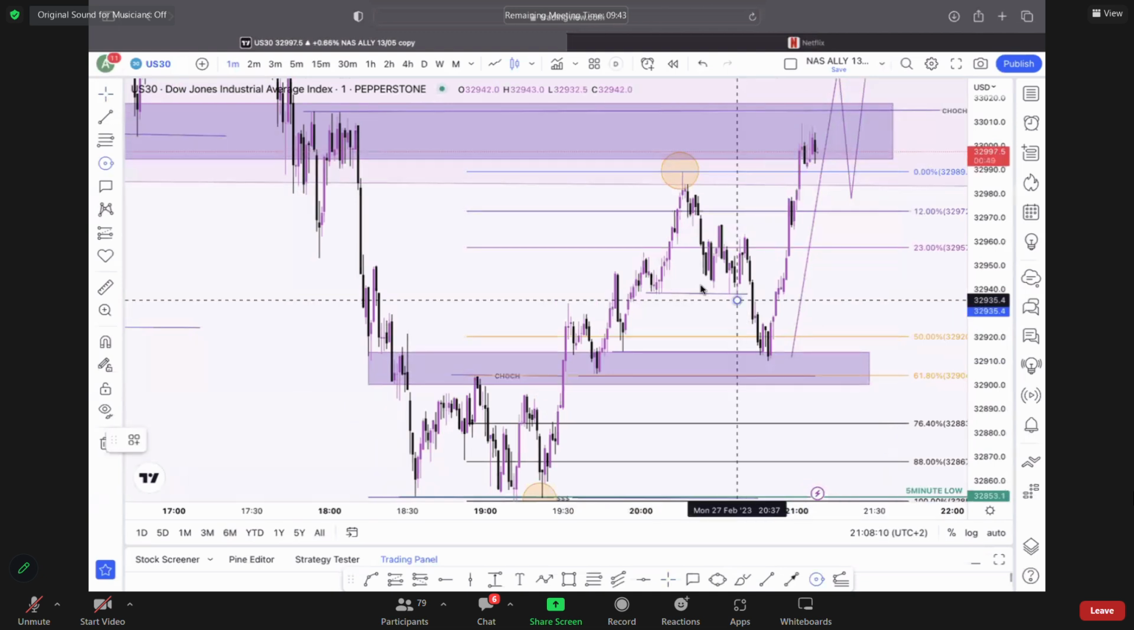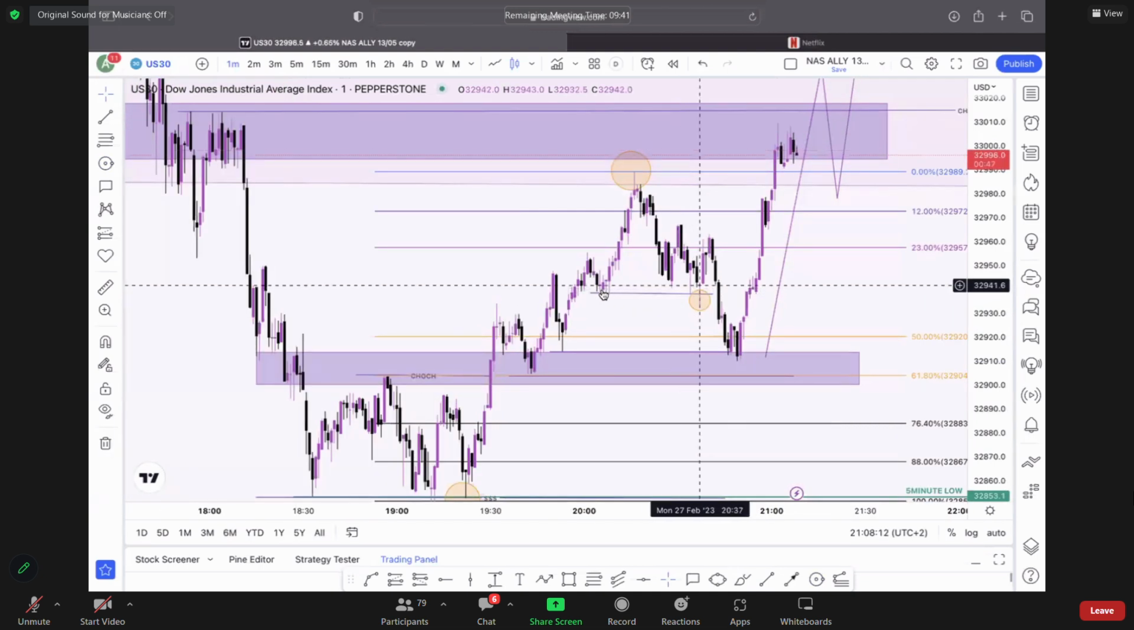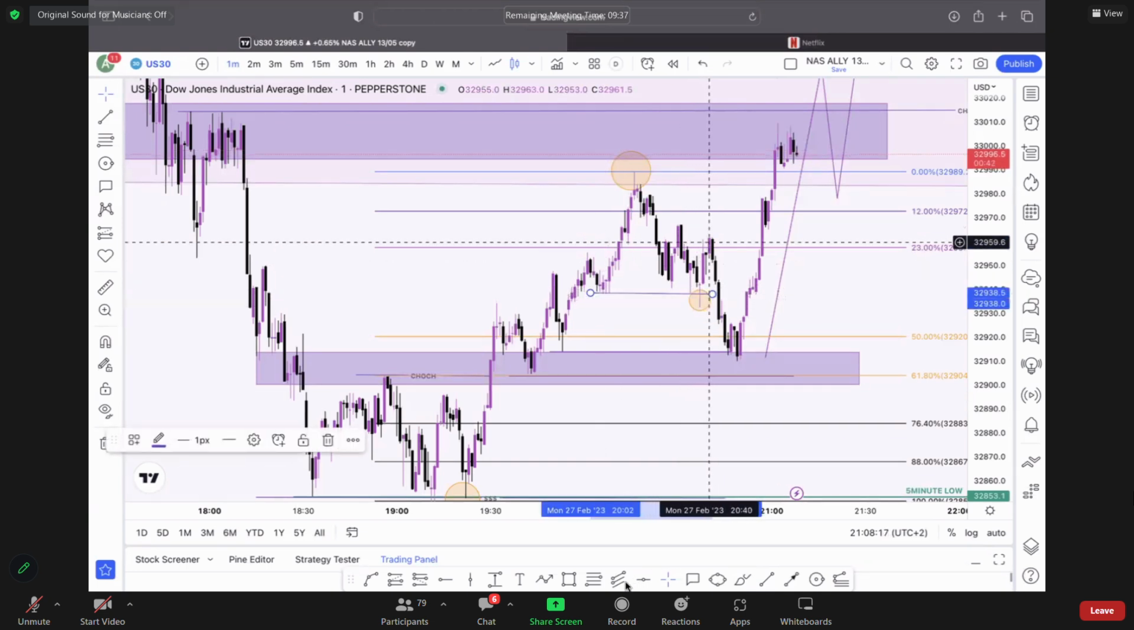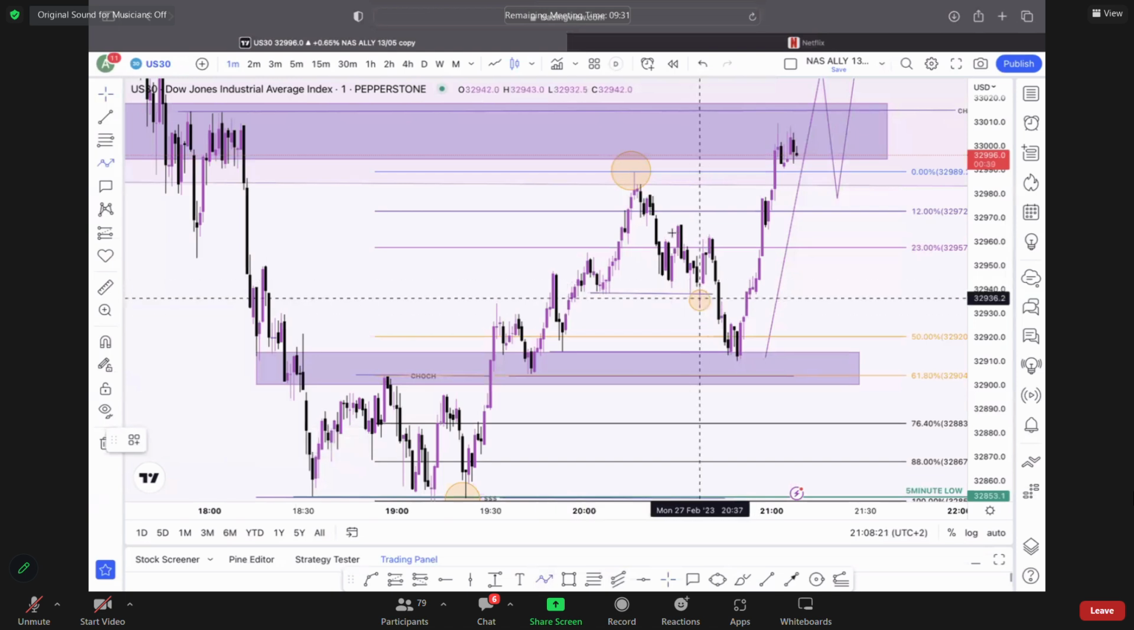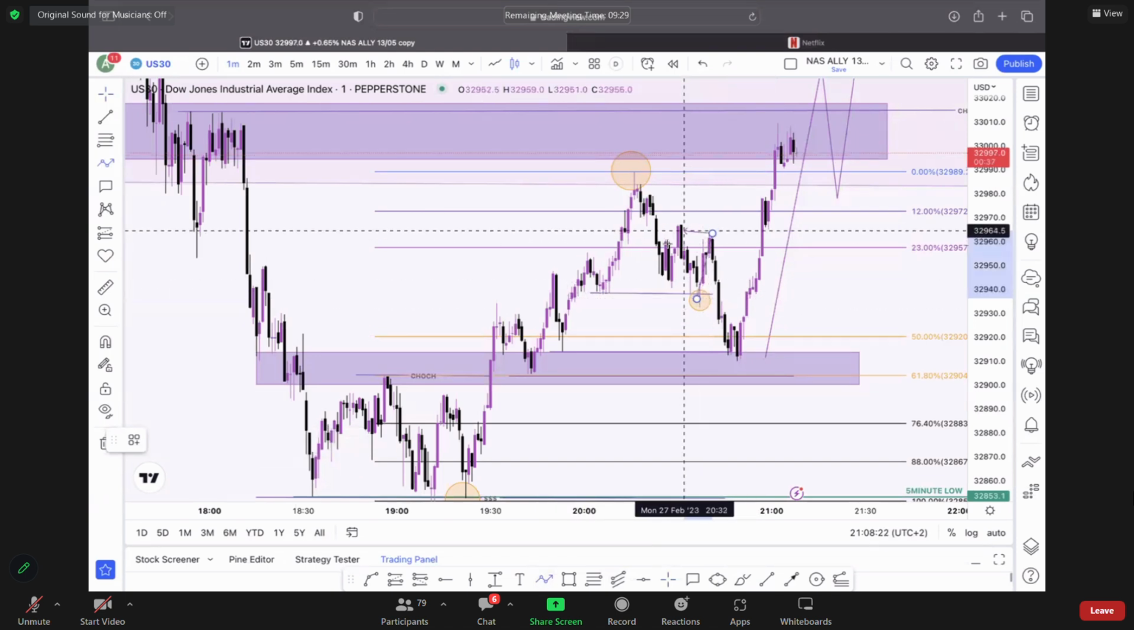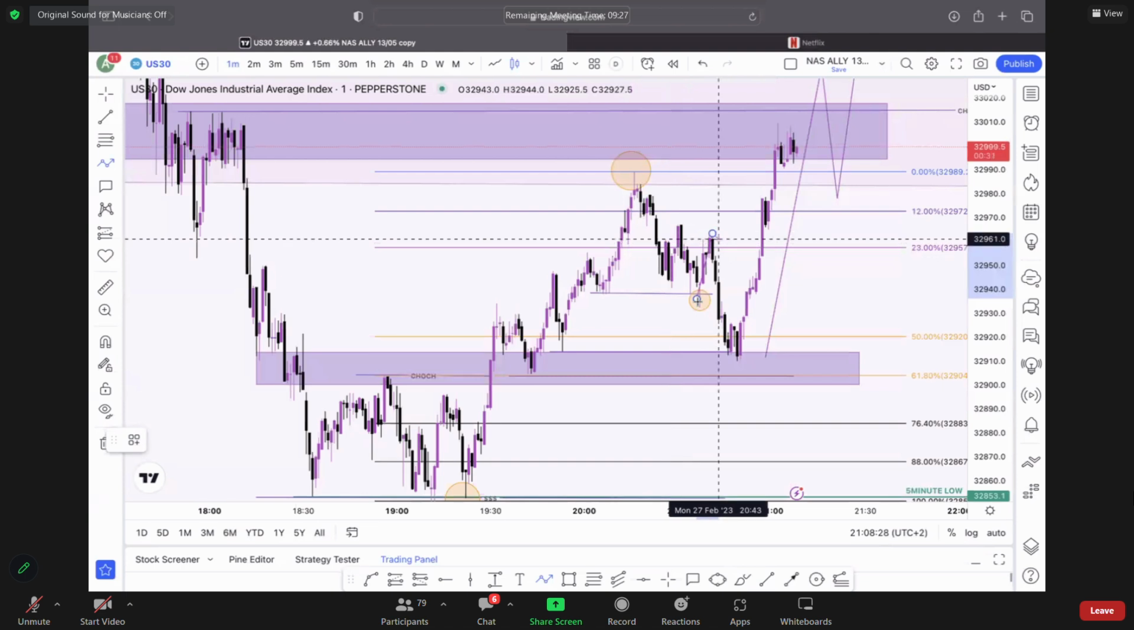The market came, liquidated these equal lows and then pushed up. But what did the market fail? The high. It failed to take out the structural high. So structure tells us that this liquidity wick is going to get filled, and that's why the market comes down.